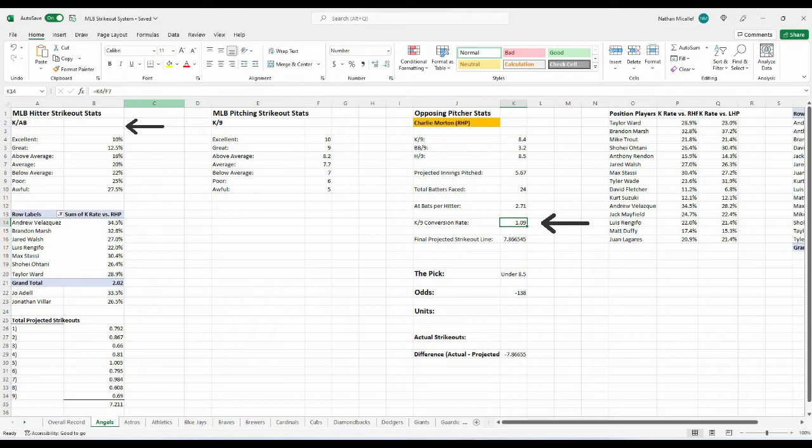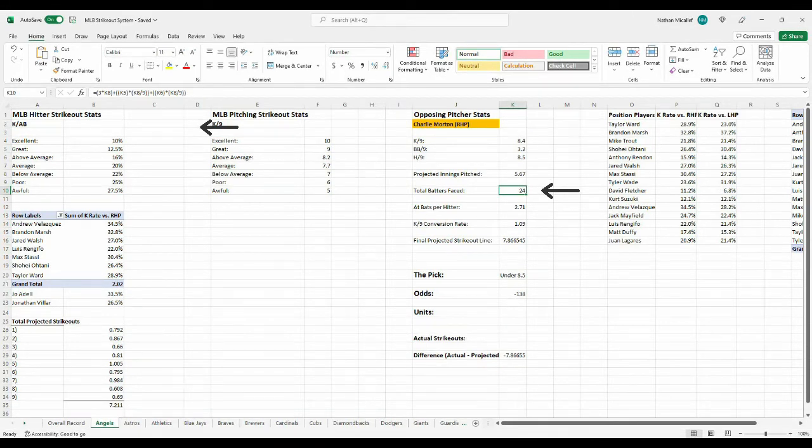So you'll see Charlie Morton's K9 is 8.4 and the average is 7.7. I use that conversion to determine, based on the average pitcher, Charlie Morton's going to have about 1.09 strikeouts to the one strikeout that the average pitcher would produce, which appropriately adjusts the total for Charlie Morton's ability to strike out batters.